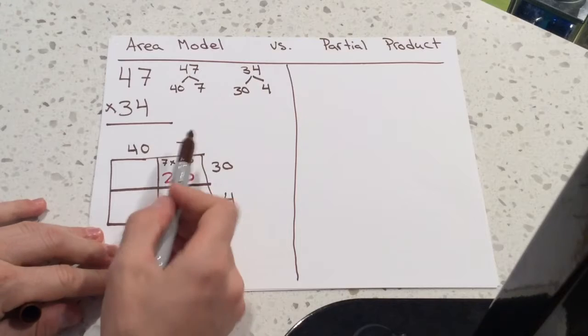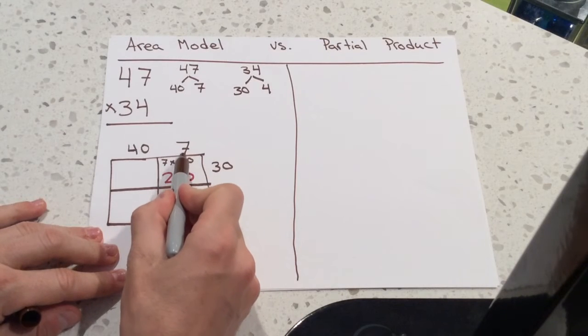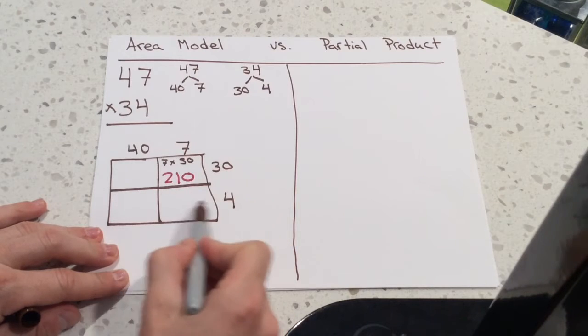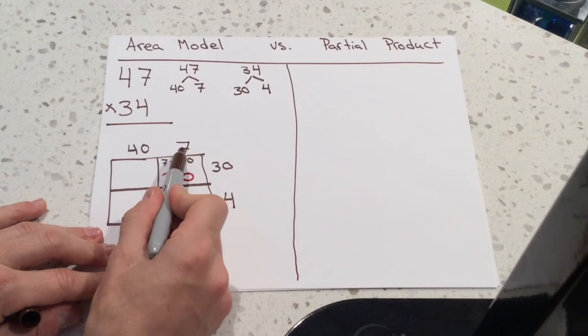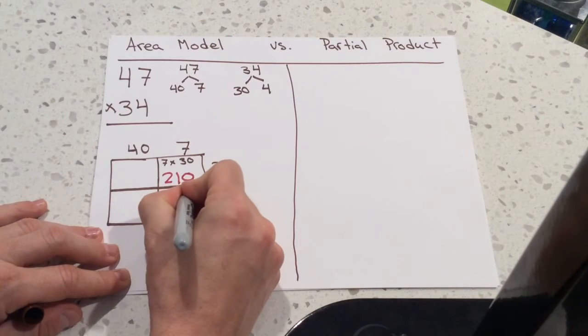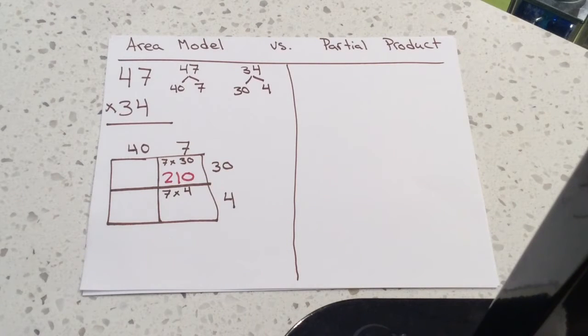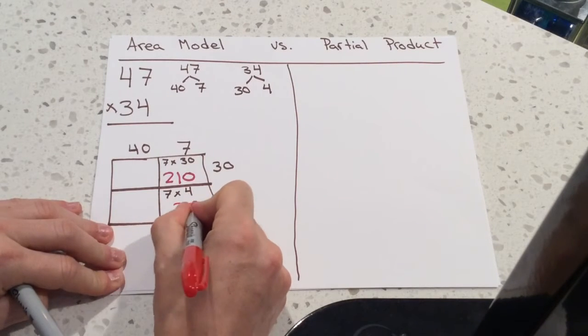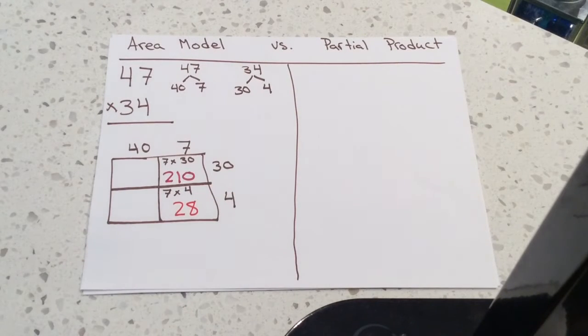Looking down at the box right below, I like to imagine going down and over and looking to see where these digits intersect. So I have 7 times 4 in this bottom right hand box. And I know that 7 times 4 is 28.